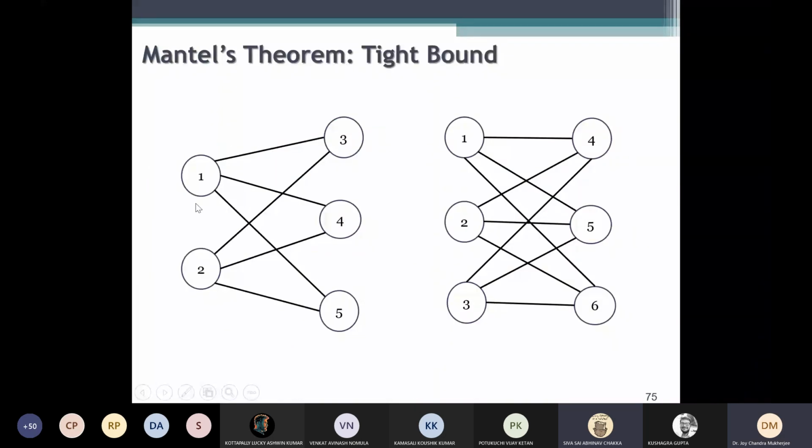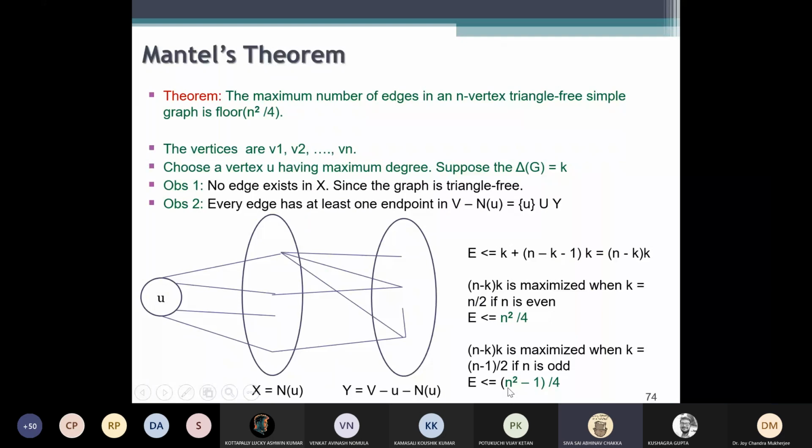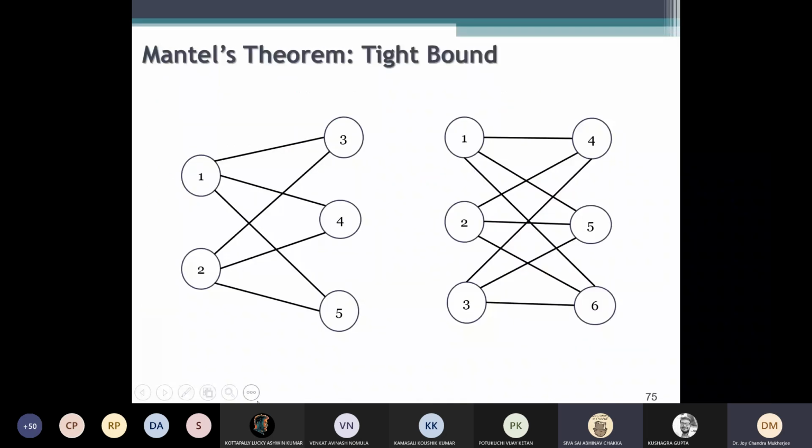So both are bipartite graphs. So Mantel's theorem has a tight bound. So here you see the number of vertices is odd, 5. So (5 square minus 1) by 4, that means 6, right? (5 square minus 1) by 4, that is 6. So it has 6 edges. It is a complete bipartite graph.